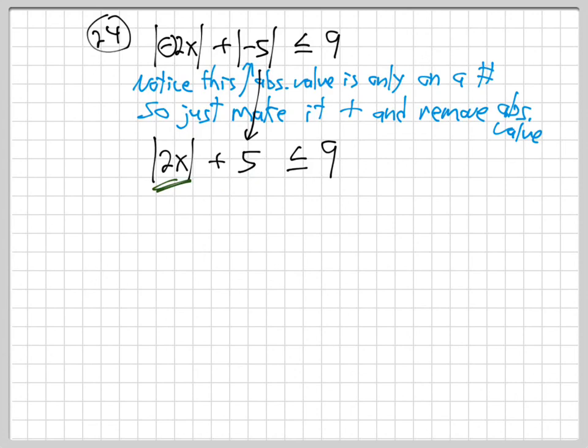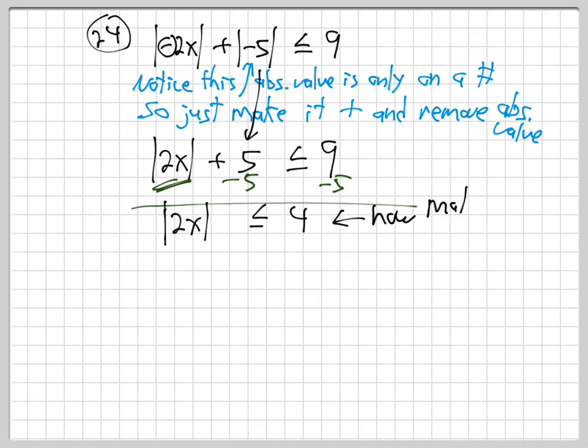So what do I have to do first? Yeah, just subtract the 5 from both sides. Just get rid of that guy. So then we have absolute value of 2x less than or equal to 4. Now we match the format, don't we? See how now it matches the format that I gave you.